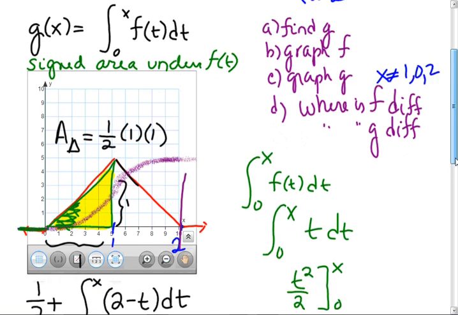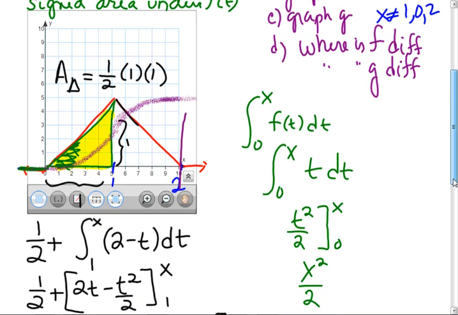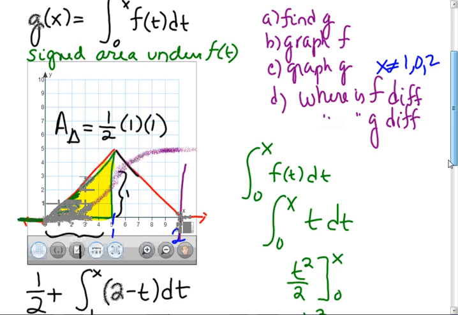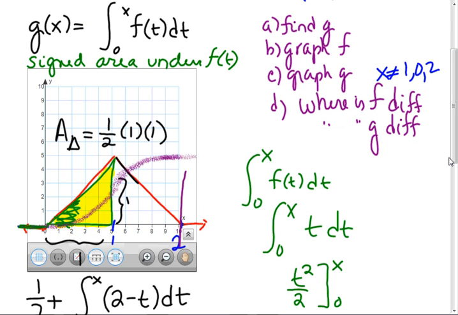Is g differentiable everywhere? Yeah. You know why you know? Because they give you the derivative defined everywhere. Even though the derivative's got some corners, we don't care. G is the area. It's differentiable.